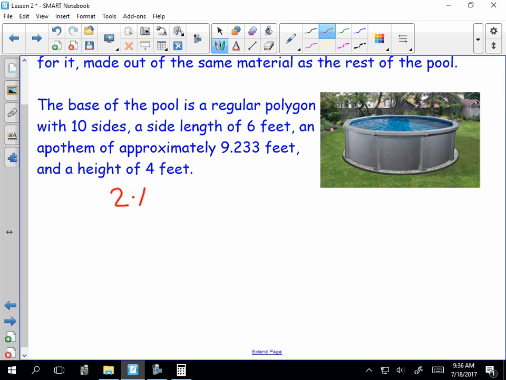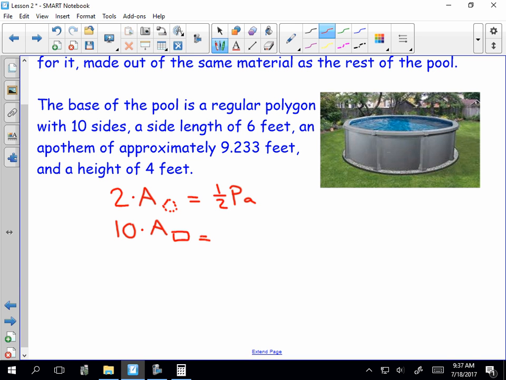So it's going to be 2 areas of the 10-sided polygon, and then we're going to have all of the rectangles that go along. Since it's a regular one, we're going to have 10 areas of the rectangles around the outside, and that's going to give us the surface area of the shape, and we're just filling in the pieces. So our area formula for this polygon is 1/2 perimeter times apothem.